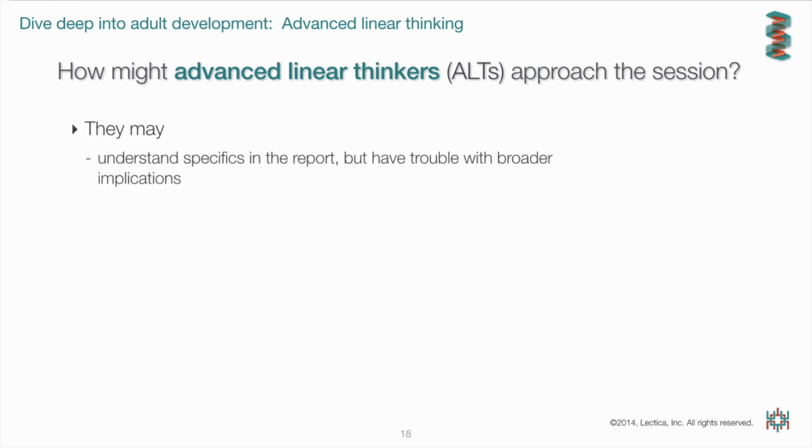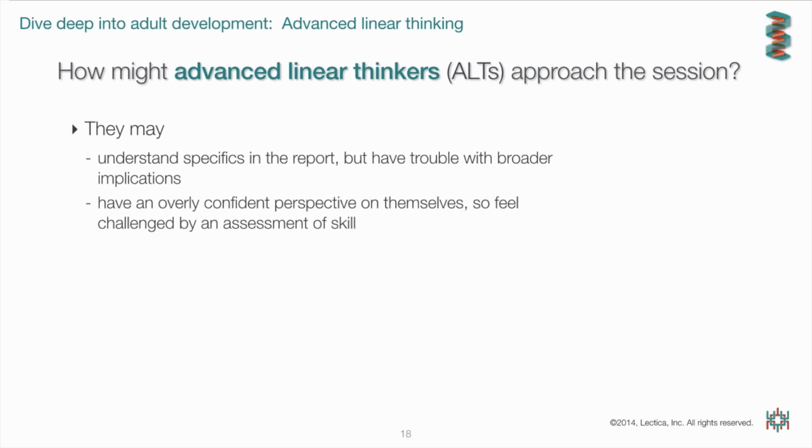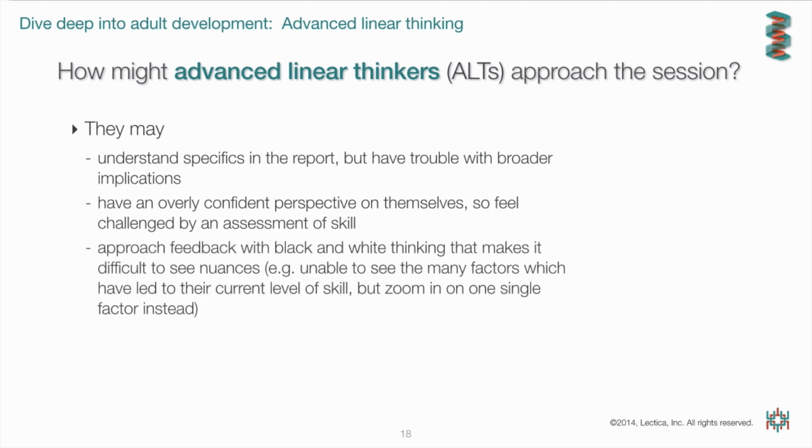They may understand the specifics in the report, but have more difficulty drawing out the broader implications. They may have an overly confident perspective on themselves, so feel a little challenged by a more objective assessment of skill. They approach the feedback with relatively black and white thinking that makes it difficult to see nuances. For example, they may be unable to see the many factors which have led to their current level of skill, but instead zoom into one single factor. Finally, they may want the answer, so that if I do X, then I'll develop to level Y.